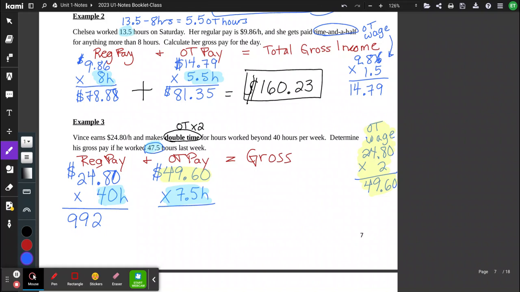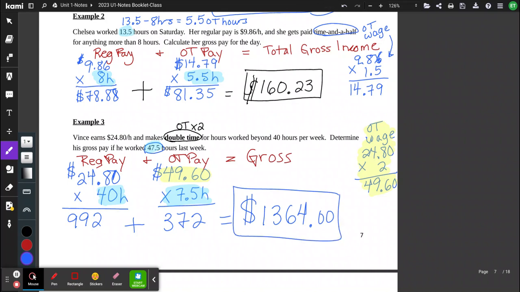And we're going to get $992 there. And over here, we're going to get $372. And now all we have to do is add them together. And that's going to give us a total of, for that full week, $1,364. That is the grand total. And again, that would be a 2 to 3 mark question. All right, when you've got that written down, please turn your page.